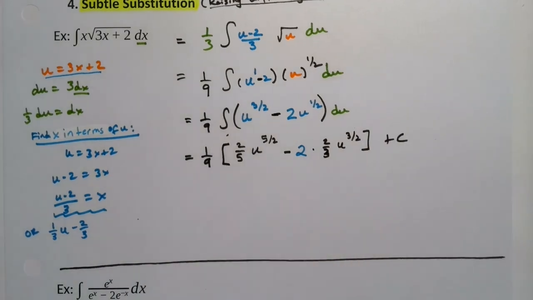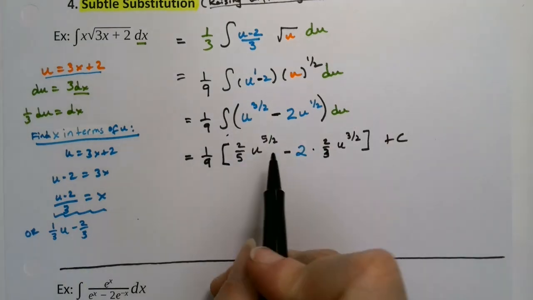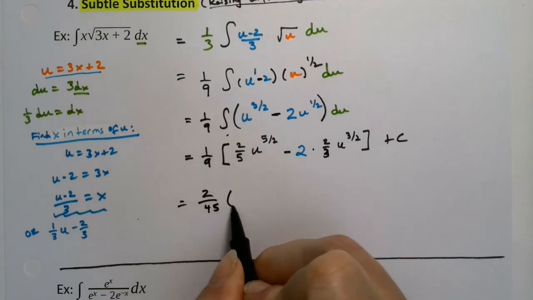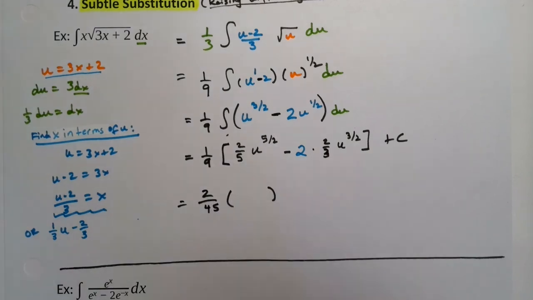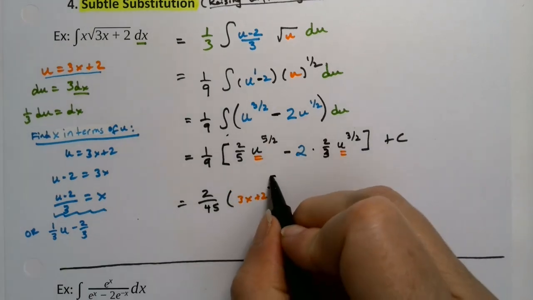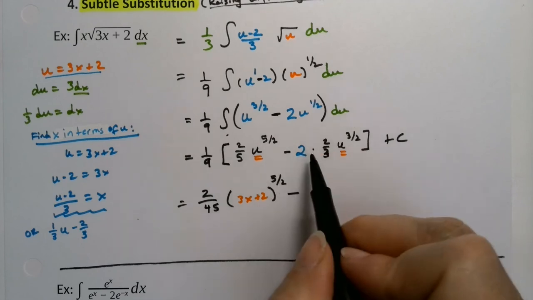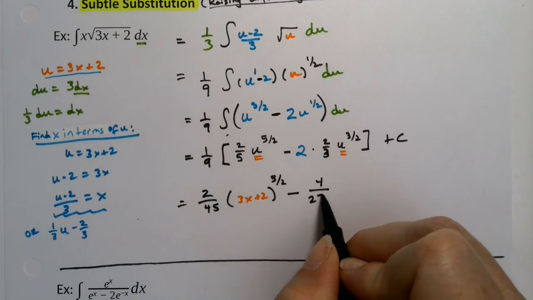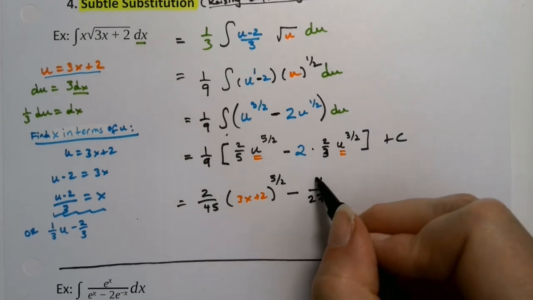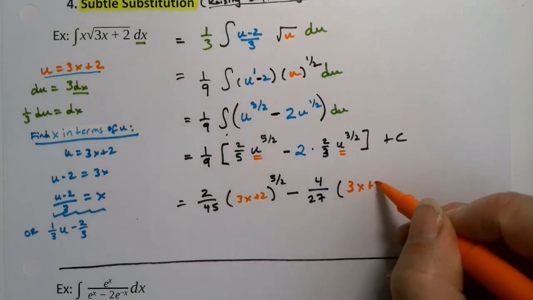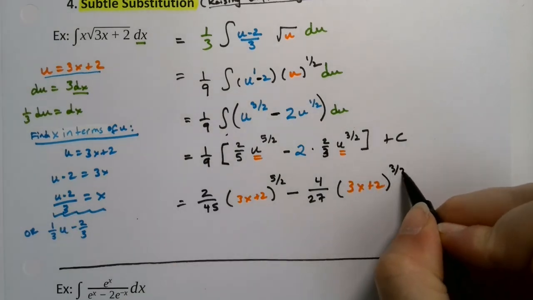All right, now I'm going to do two things at once, actually. I'm going to put back in what u was, but I'm also going to distribute. So this is 2 over 45, and then u was 3x plus 2. So 3x plus 2 to the 5/2 minus, and that's a 4. 2 times 2 is 4, over 9 times 3 is 27. So 4 over 27, and then it would be 3x plus 2 again to the 3/2 plus c.